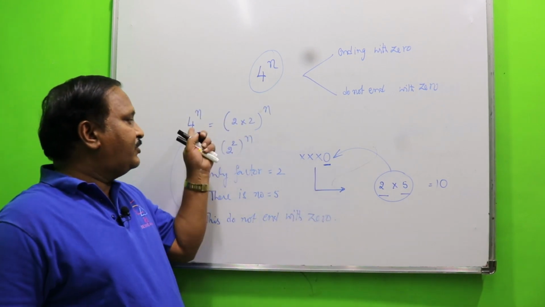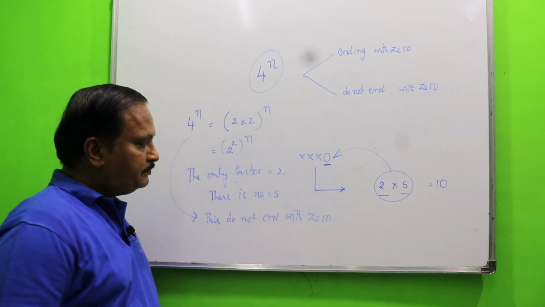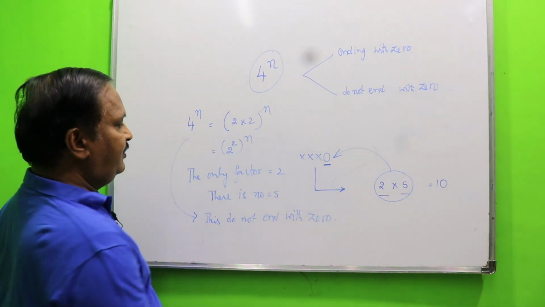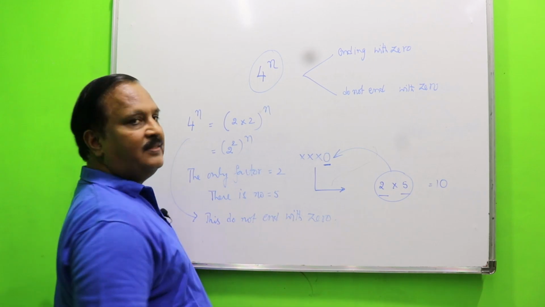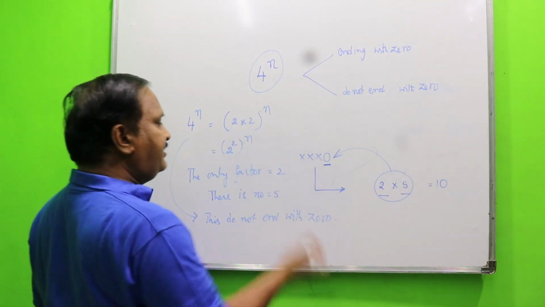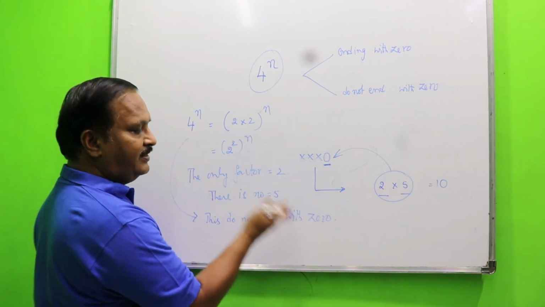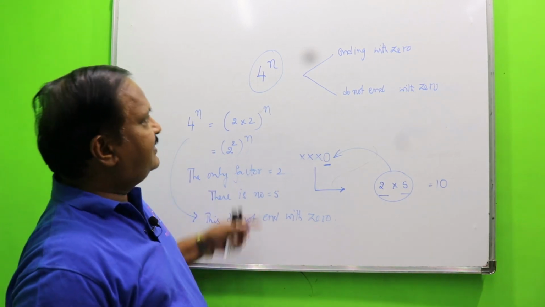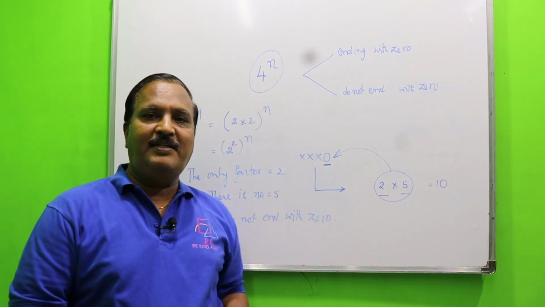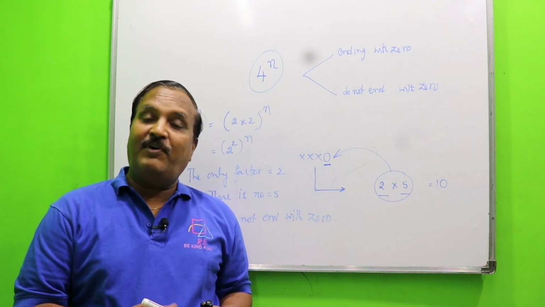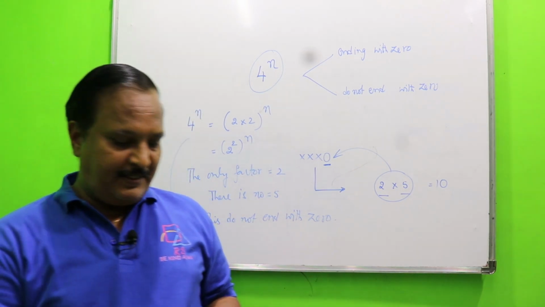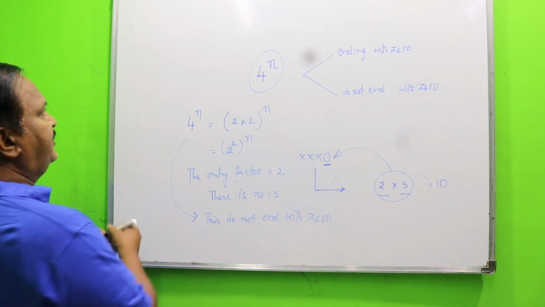Because it has only 2 as one factor, no 5 factor, therefore it will not end with 0. So if 5 is also a factor, then it will be ending with 0. So this is one of the applications of the fundamental theorem of arithmetic. So you can have one more question.